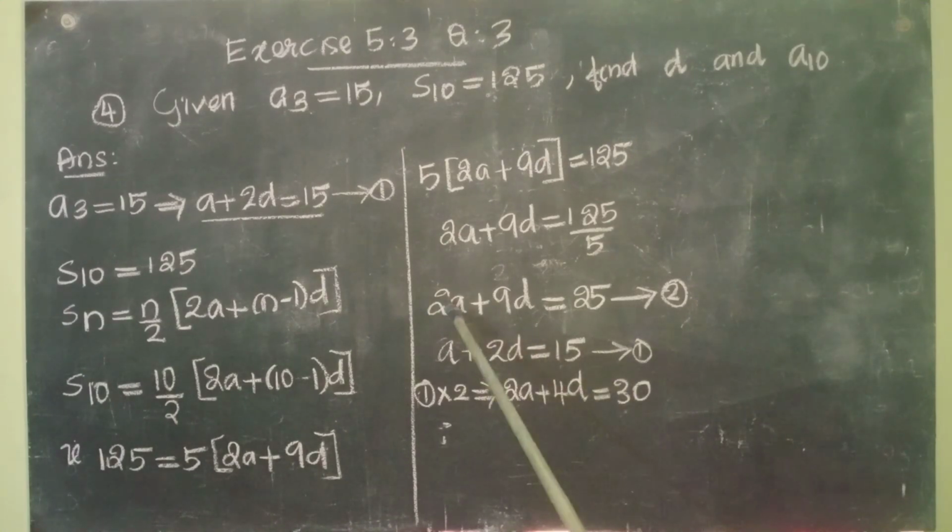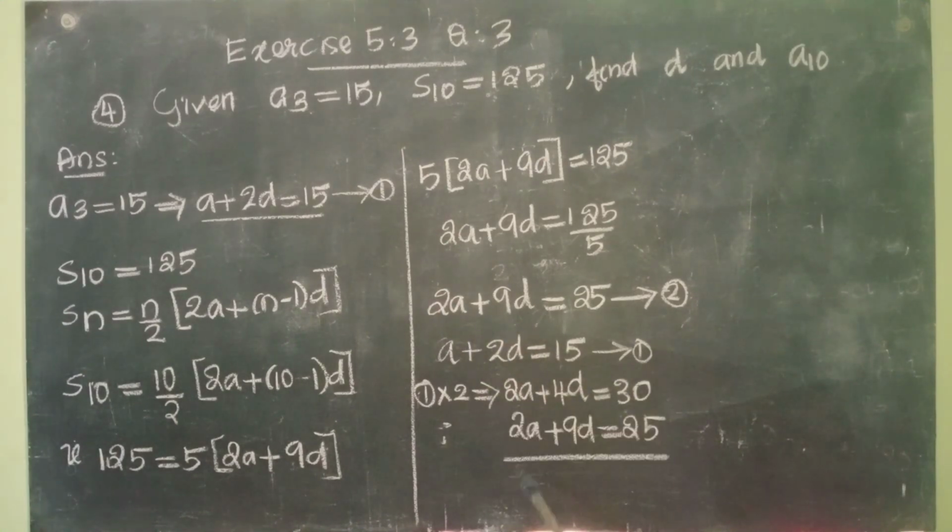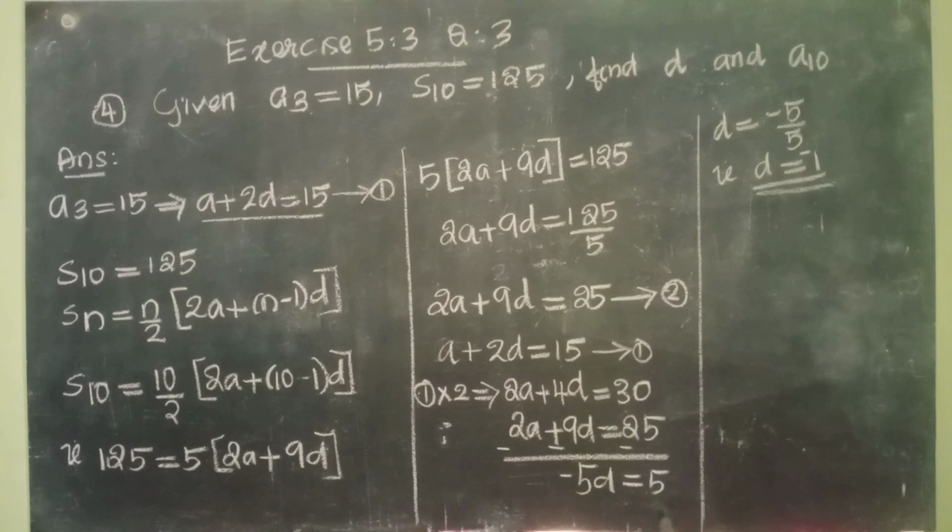Now we can write the equation 2 also here. So we wrote equation number 2 also here. Now let us apply the elimination method. Minus 5d equal to 5, d equal to minus 5 divided by 5, that is d equal to minus 1. So we got the value of d, it is minus 1.